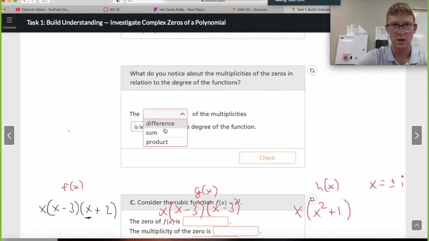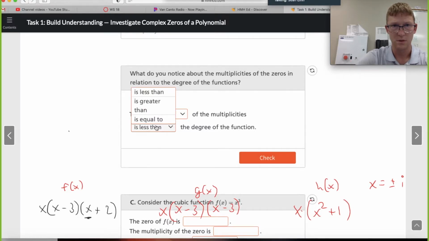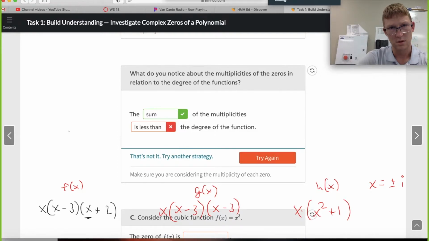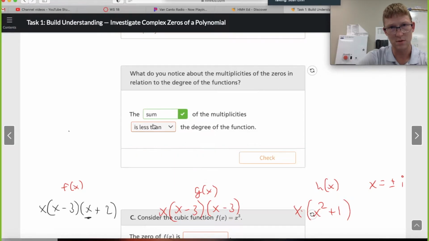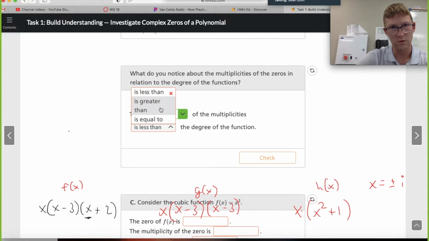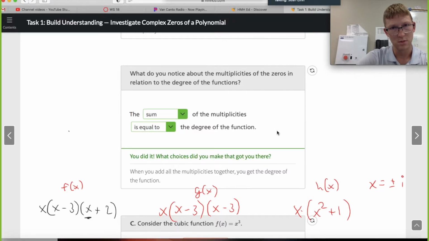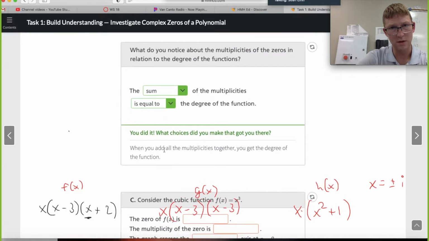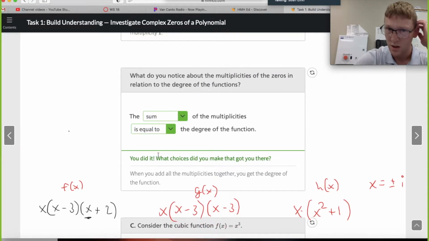So the sum of multiplicities is less than the degree of the function. No, didn't get that one. What are they going for? Is equal to? There we go. So they're trying to get us to have a connection there. I guess they're talking about if we add all the multiplicities up.